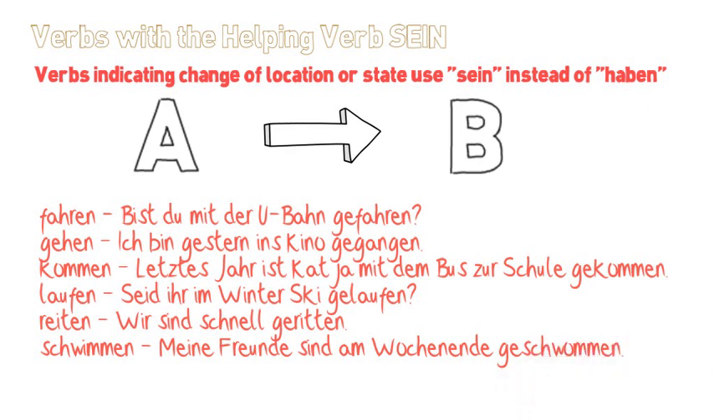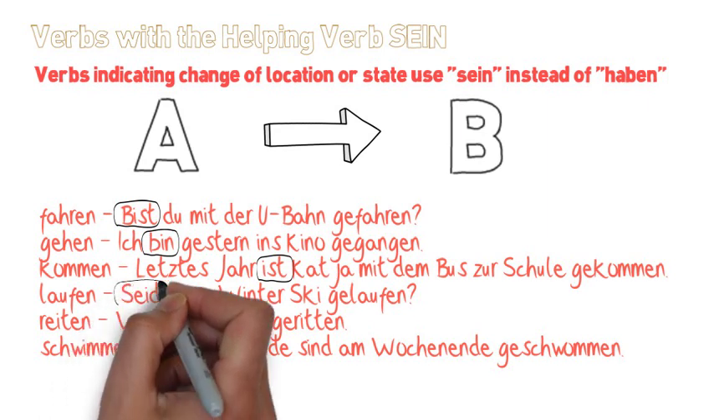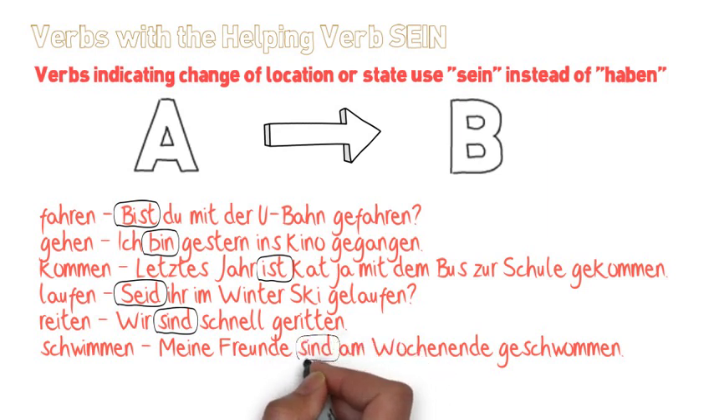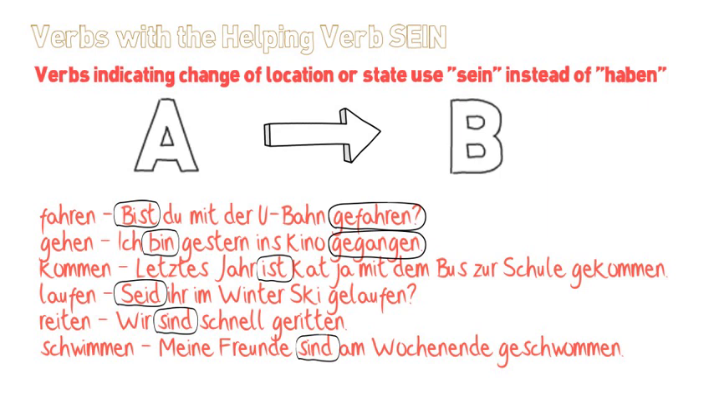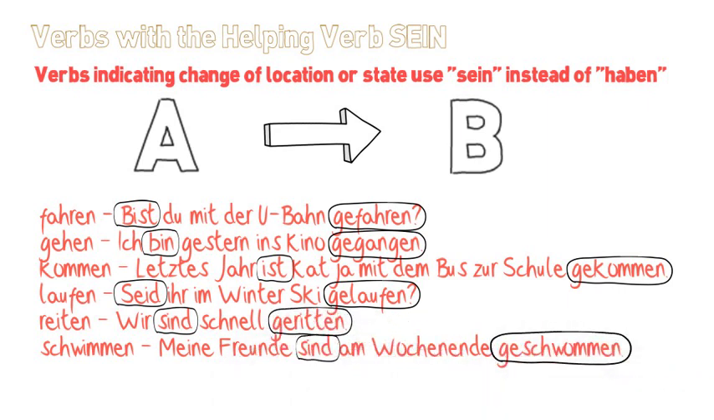Notice that in each of these examples, the helping verb is not haben, but is instead a conjugated form of sein. This is because these verbs are ways to get from point A to point B: driving, going, riding, running, etc. And these are verbs that all inherently involve a change of location. Also, notice that the participles of these tend to be irregular. This means you'll need to practice these verbs a little more because they have both irregular participles and the helping verb sein.